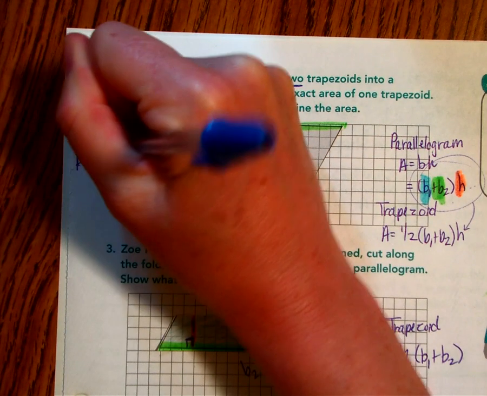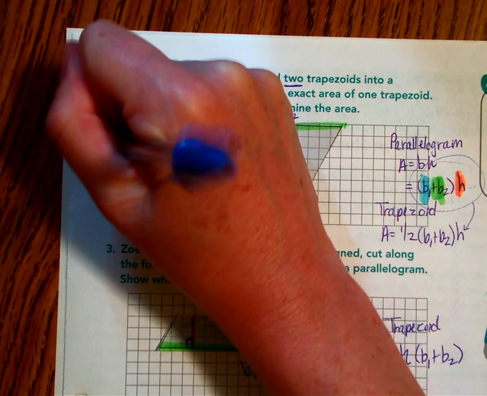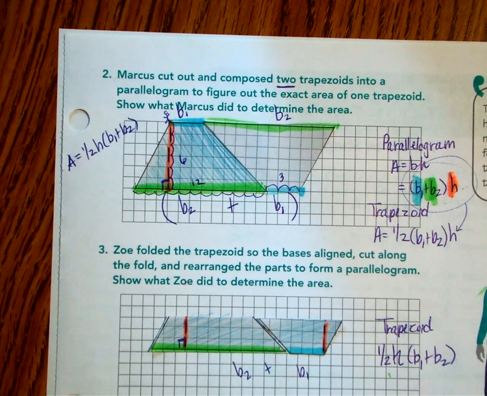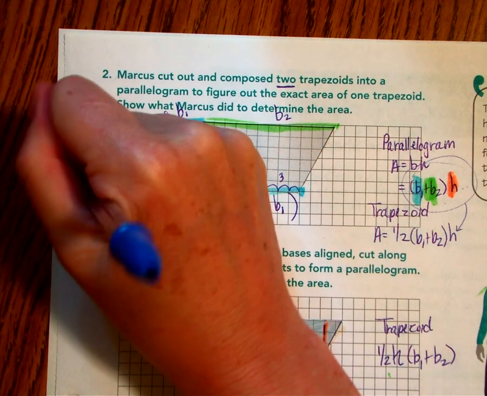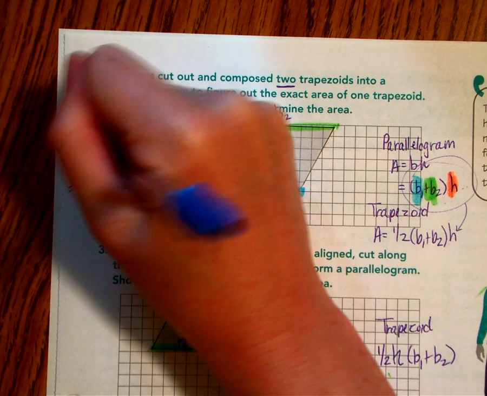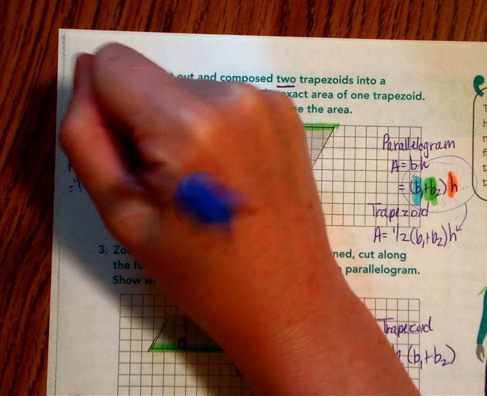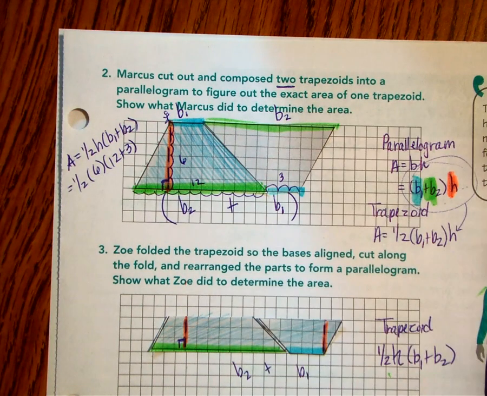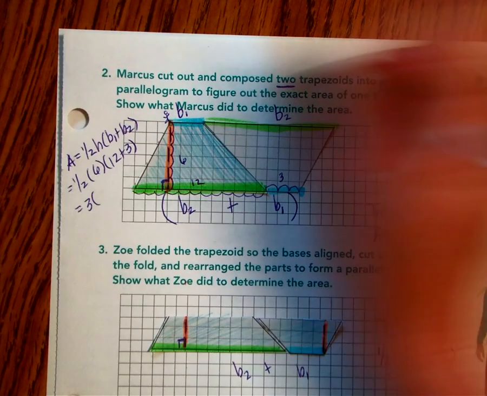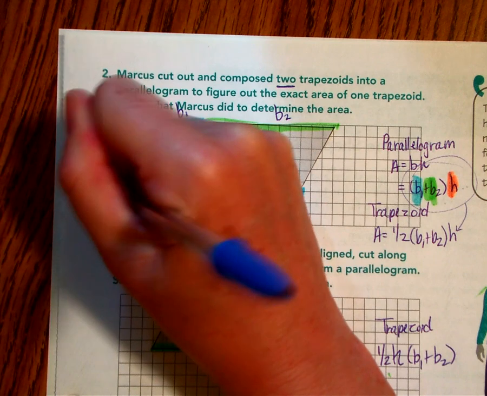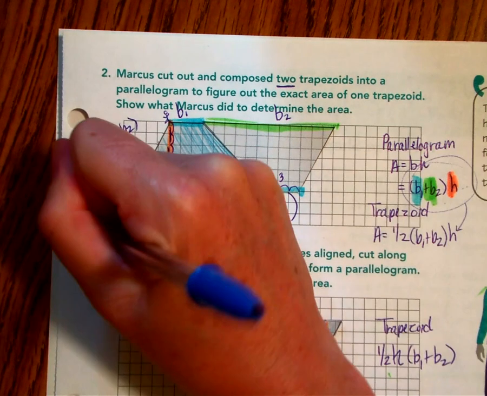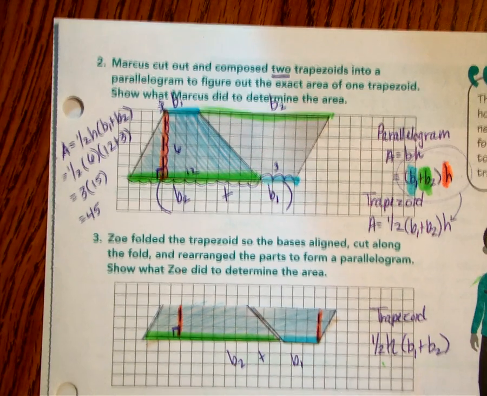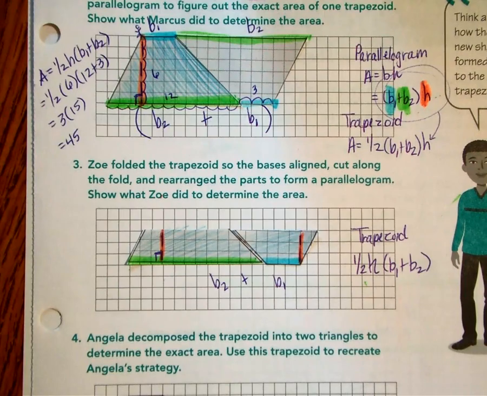Area equals 1/2 height times base 1 plus base 2. I've got 1/2 times 6 times 12 plus 3. All these numbers fit nice in here. Okay, 1/2 of 6 is 3. 12 plus 3 is 15. 3 times 15 is 45. Okay, so we're saying the area of this trapezoid is 45. Let's see if it happens again.